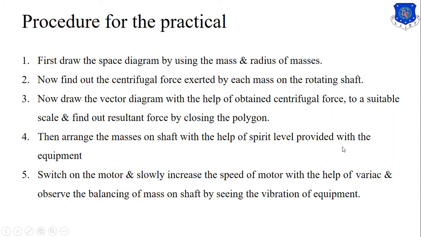So what is the procedure for this practical? First of all, I told you the procedure with respect to the data. So here, first draw the space diagram. It means we have to draw the space diagram where the masses are placed. Let me show you what is the space diagram.